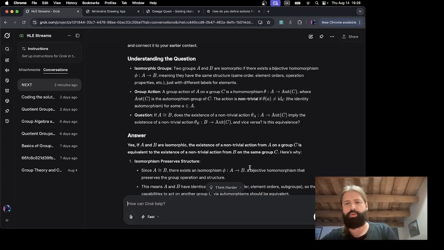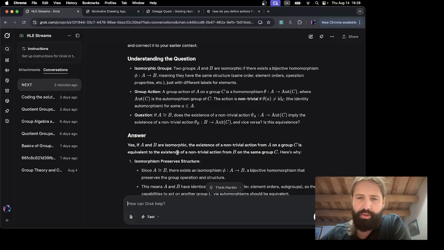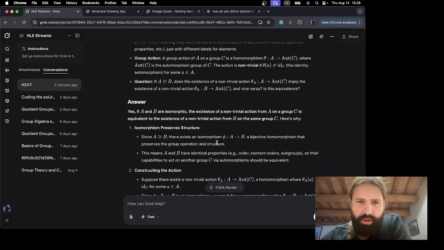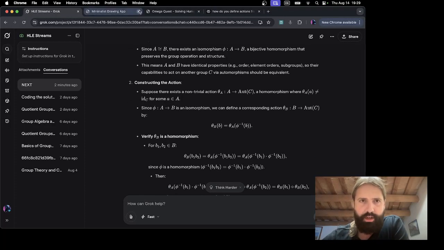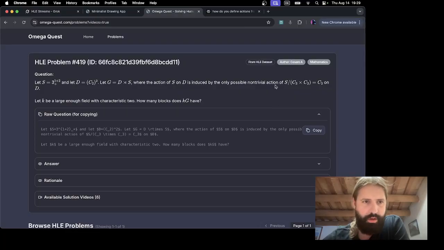The existence of a non-trivial action from A on group C is equivalent to the existence of a non-trivial action from B. Here's why: isomorphism preserves structure. Yeah, I know, that is the point. That is what bothers me. Preserves structure, right? This means A and B have identical properties, order, subgroups, so the capabilities to act on other group C. I'm very stuck. This seems to be impossible.